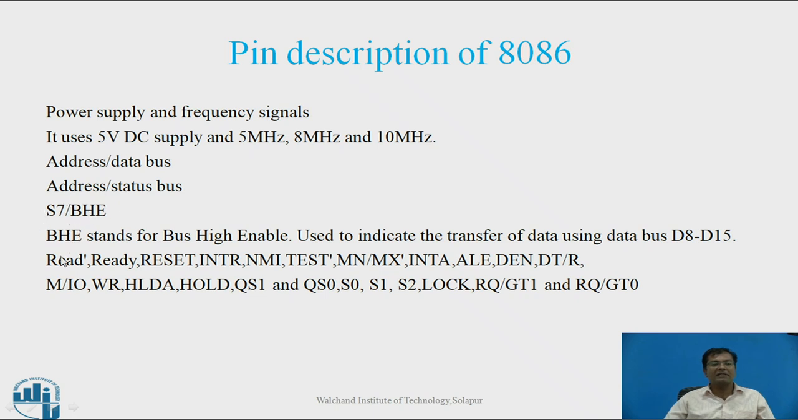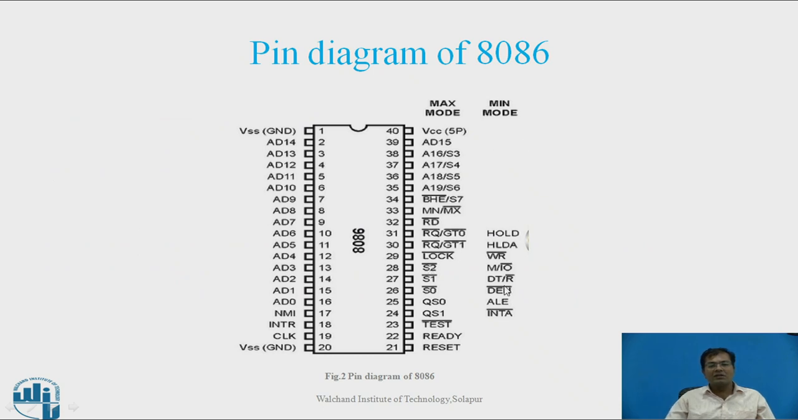Next, BHE and S7. BHE stands for bus high enable, which is used to transfer data using the data lines D8 to D15. The other pins are READY, RD, reset in, INTR, NMI, TEST, maximum mode, minimum mode. These are all concerned with minimum mode pins: HOLD, hold acknowledgement, WR bar, DT/R bar, M/IO, ALE, INTA bar, etc. And these are concerned with max mode, from HOLD to the INTA pin.